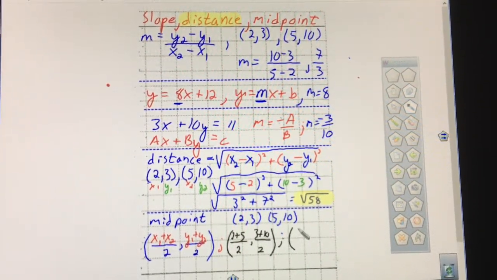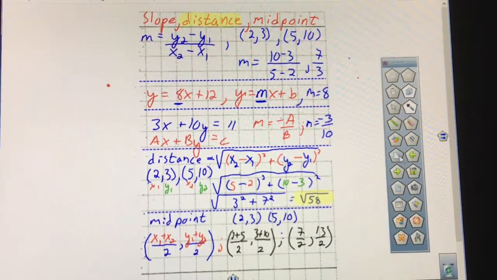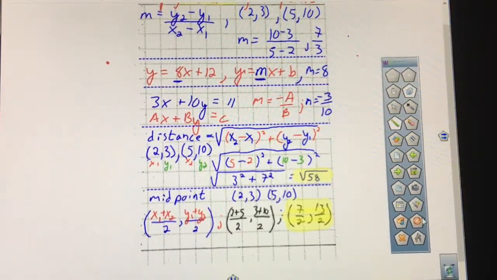That's going to be 7 over 2. And then 13 over 2. It depends upon where you are, whether you write it as a decimal or leave it as a fraction. Most cases in college algebra and on the midterm, you're going to leave it as a fraction.